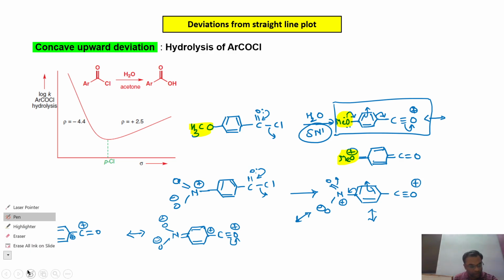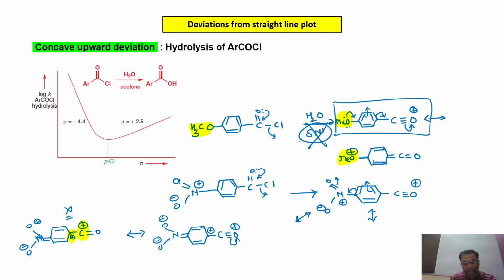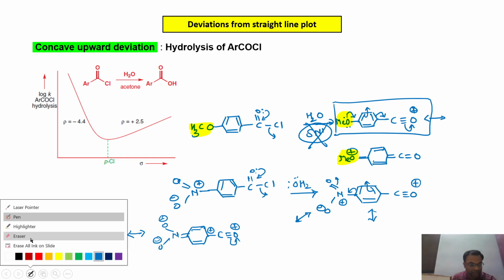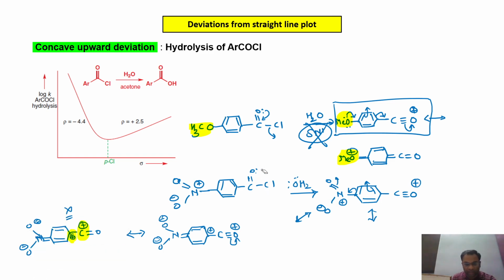Now in this case, here we have a dicationic species, which is very much unstable, and therefore such a kind of intermediate is not possible or is not formed, and therefore whenever the para-nitro substituent is present, this reaction will not follow SN1 at all, and for this reaction the mechanism of reaction changes to simple SN2 type. It shows the SN2 type mechanism.